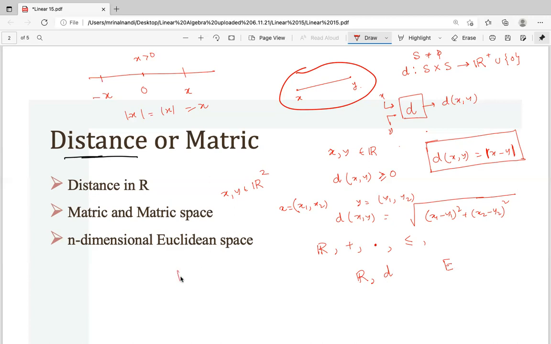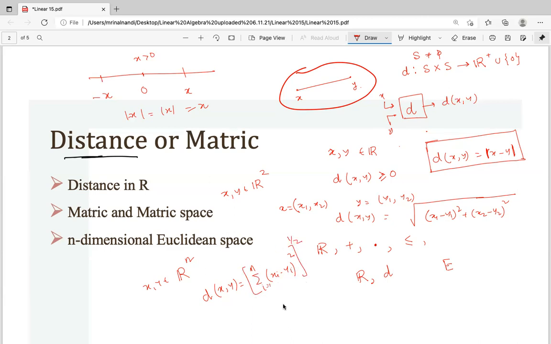Now, similarly for Rn, in general, we have a Euclidean distance. Clearly, this Euclidean distance is between these two points, x and y. The coordinates of x are x1 to xn, and the coordinates of y are y1, y2, to yn. And we know this is the sum over i equal to 1 to n of (xi minus yi) squared, all to the power half. By definition, this is the distance.